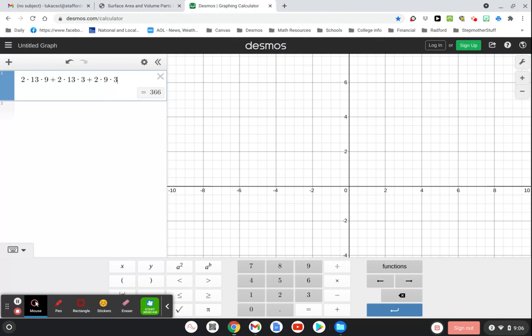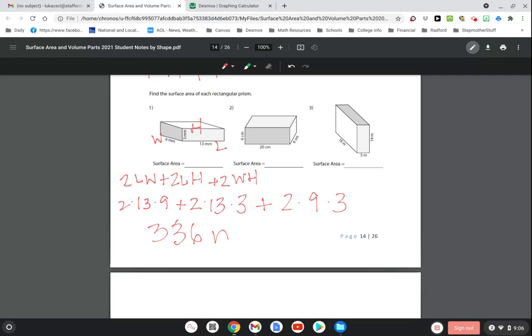Wait, I wrote that down wrong. 366, not 336. There we go. And that'll be millimeters squared, because it is surface area.